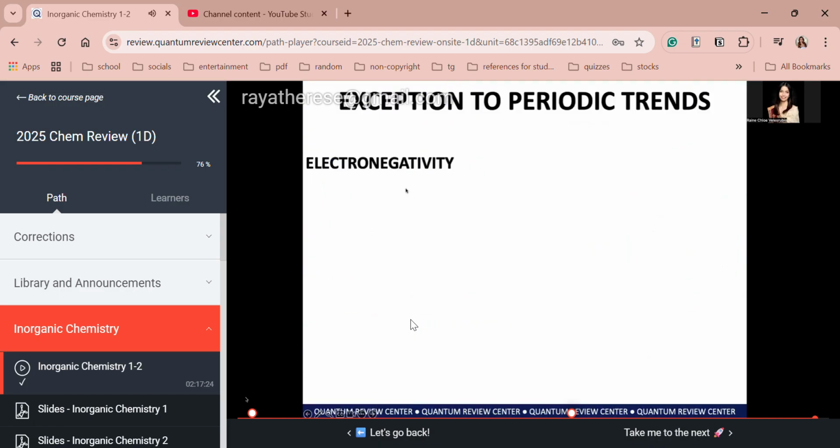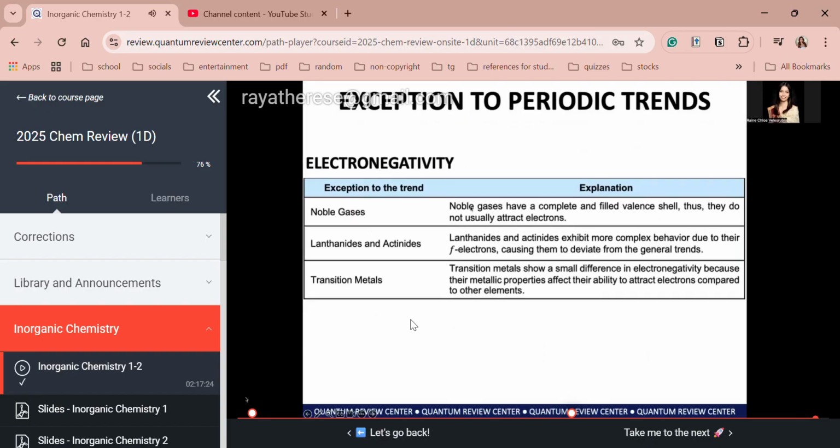Lastly, these are the exceptions for the electronegativity trend. First, for noble gases, we know that it has a complete and filled valence shell. Thus, they do not usually attract electrons. Second, the lanthanides and actinides exhibit more complex behavior. Sila yung sa baba ng periodic table, right? Due to their f orbital electrons, causing them to deviate from the general electronegativity trend. And lastly, transition metals show a small difference in electronegativity, because their metallic properties affect their ability to attract electrons compared to other metals. So that's what makes transition metals unique.